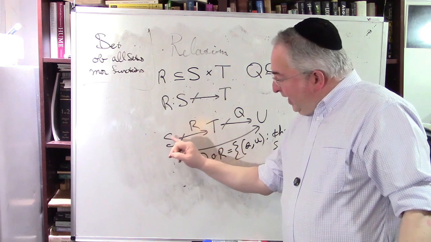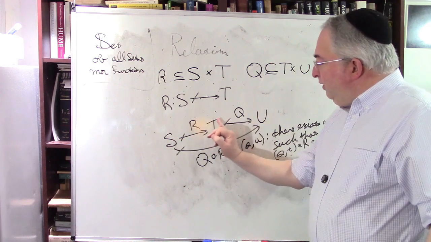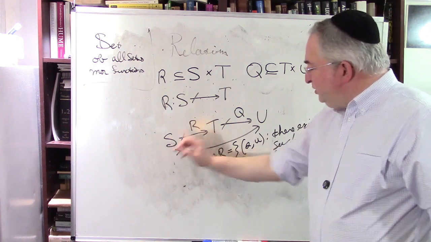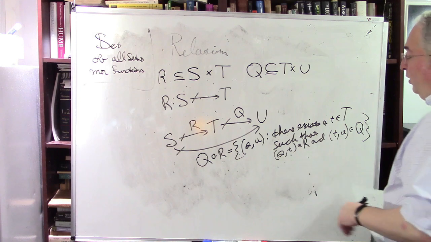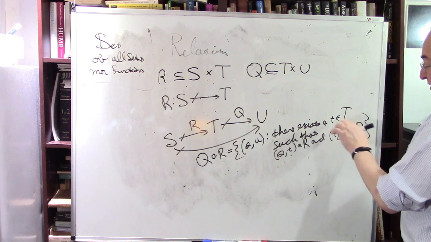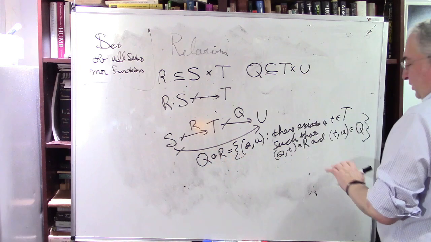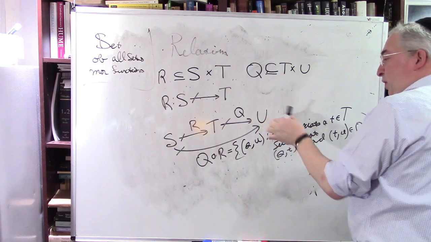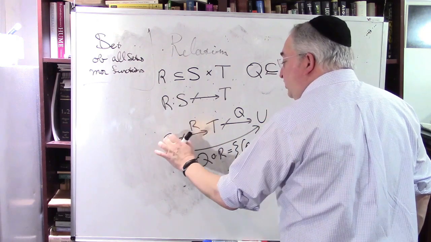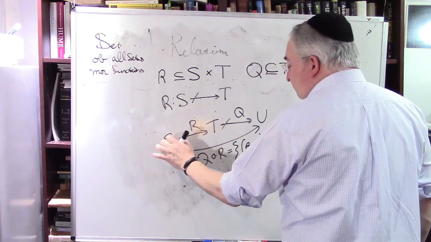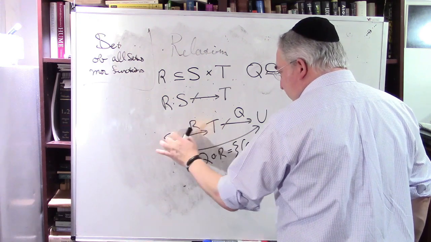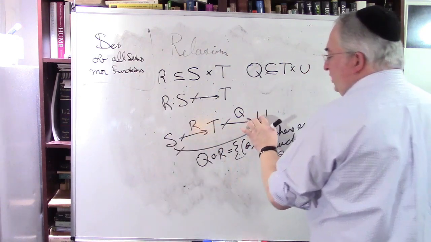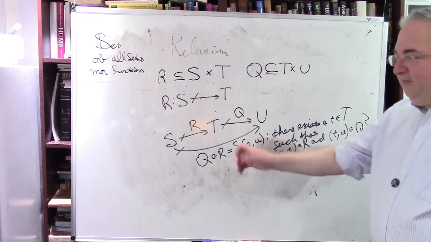Okay, so let's go through this again. R is elements of S cross T. Q are elements of T cross U, and now Q composed with R are elements of S cross U. Which ones? Those which can be matched up with an intermediate T. If there's some guy in here such that there's a relationship between that guy and that guy, and a relationship between this guy and this guy, then there's a relationship between this guy and this guy.